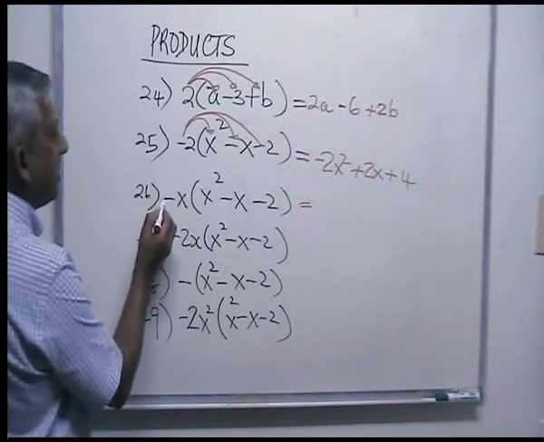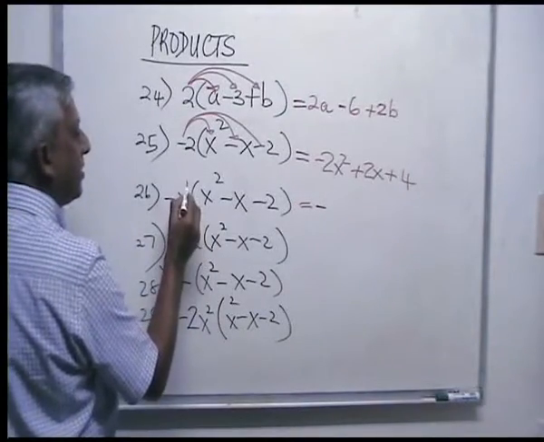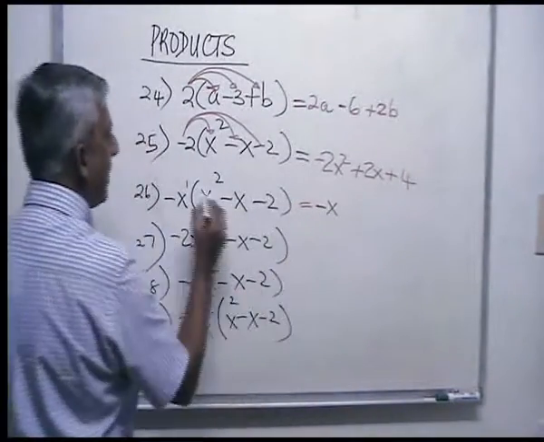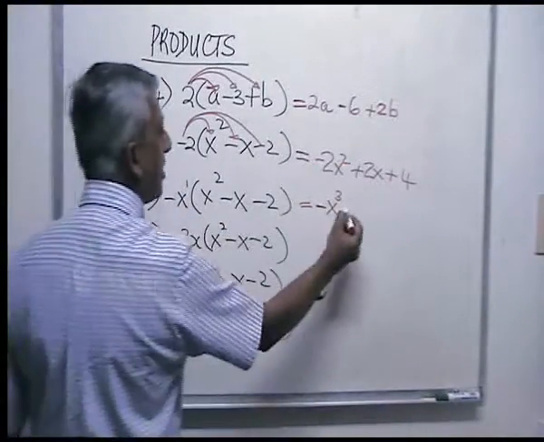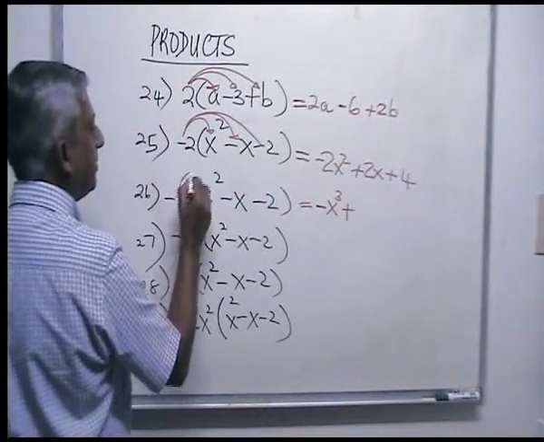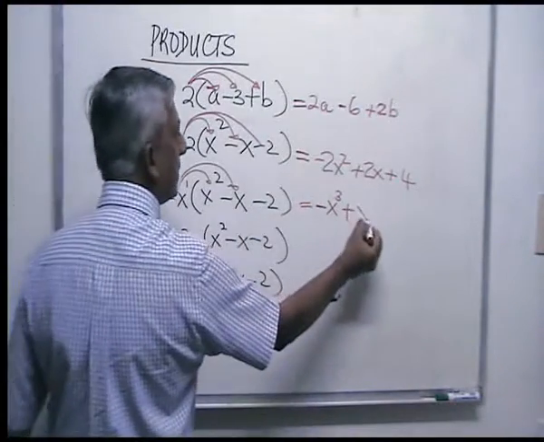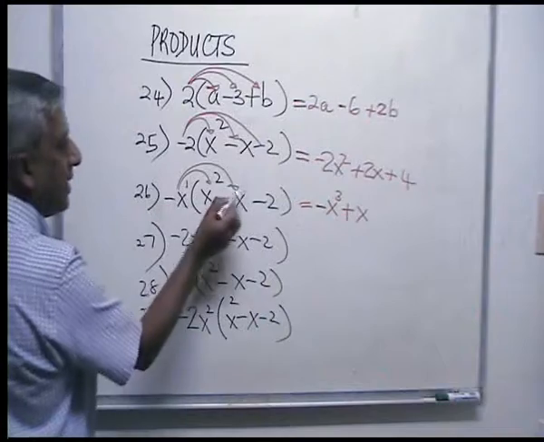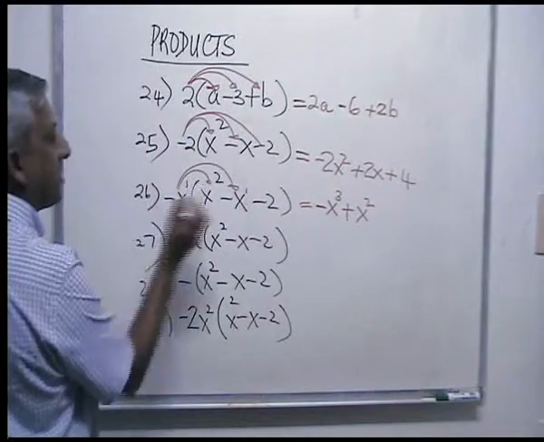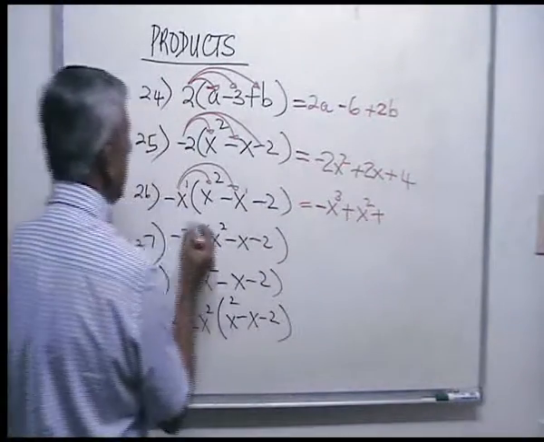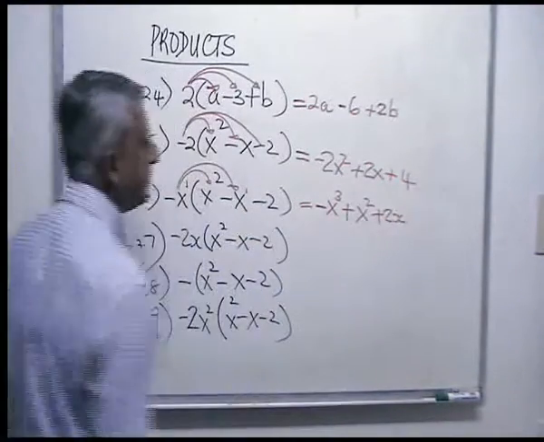Minus times plus gives me minus. x times x squared gives x cubed. Write down the common base once and add the indices. Minus times minus gives me plus. Write down the common base once and add the indices. So the index here is 1 and the index here is 1, so it's 2. And finally, minus times minus gives me plus. x times 2 is 2x.